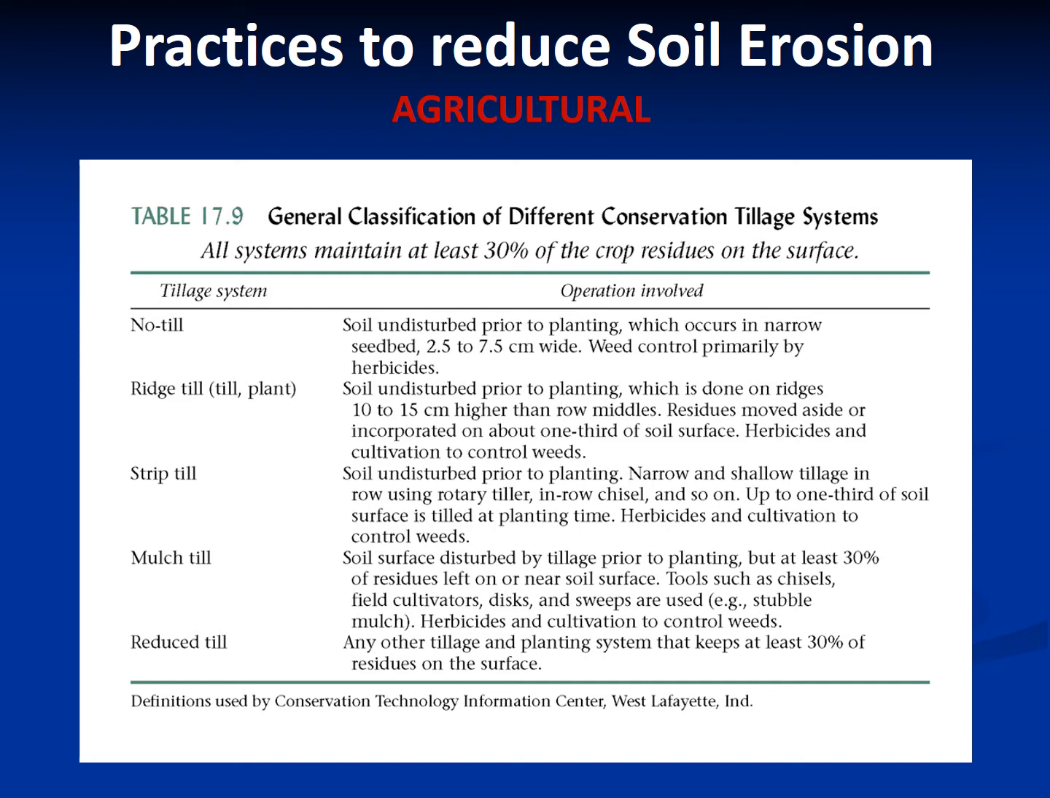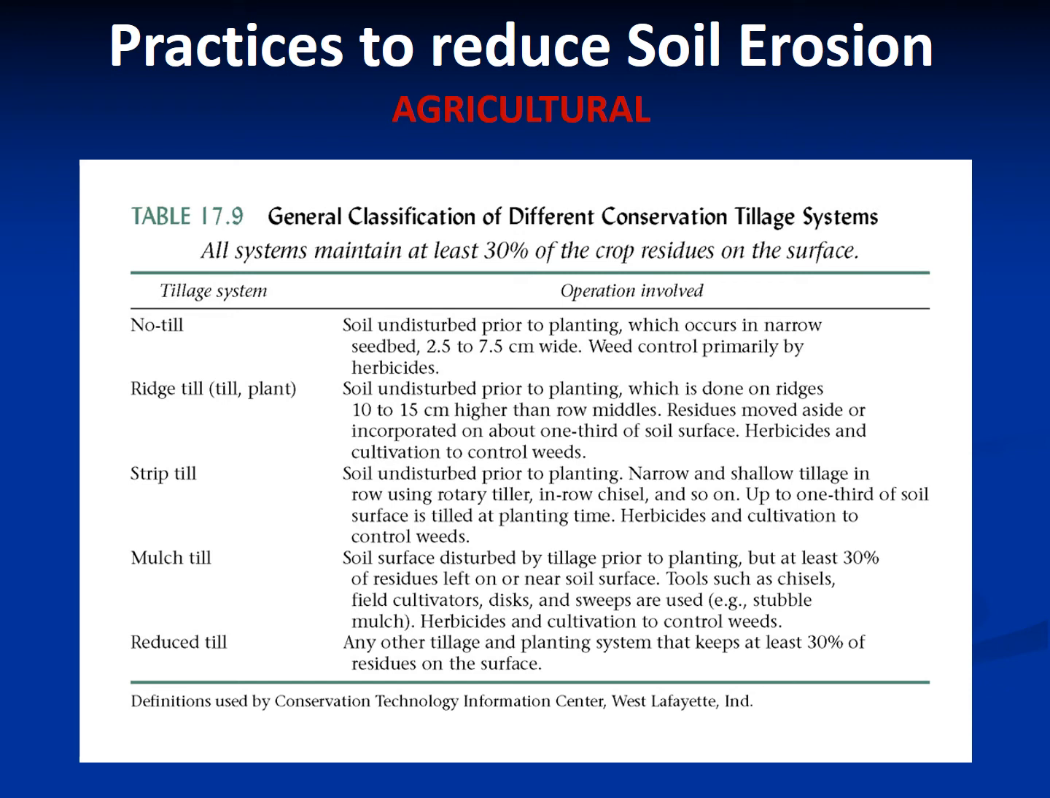Strip tillage is when soil is undisturbed prior to planting. Narrow and shallow tillage is done in the row using a rotary tiller, in-row chisel, and so on. Up to 1/3 of the soil surface is tilled at planting time. Herbicides and cultivation are used to control weeds.